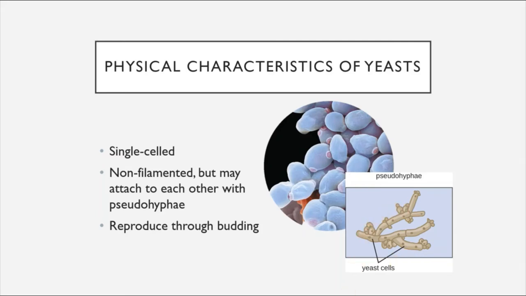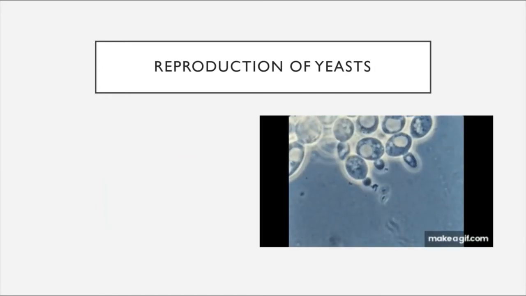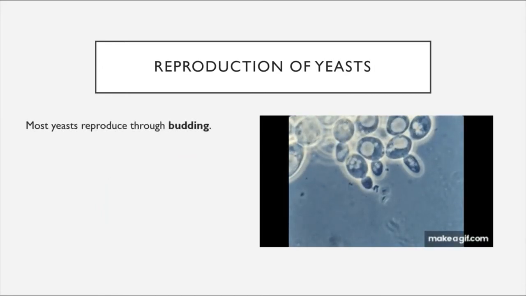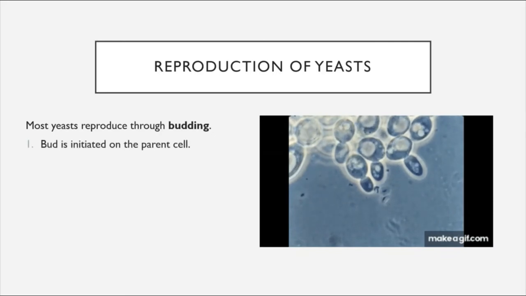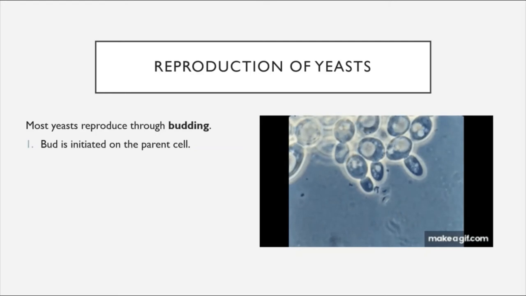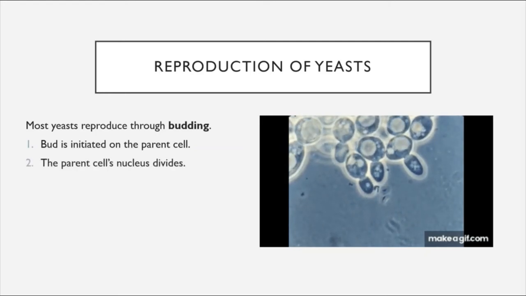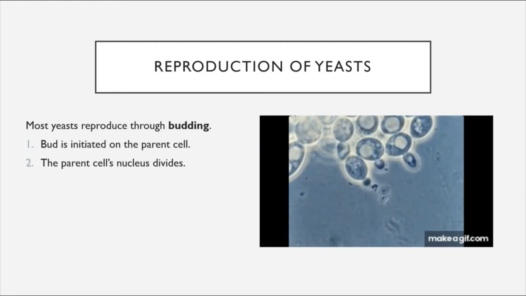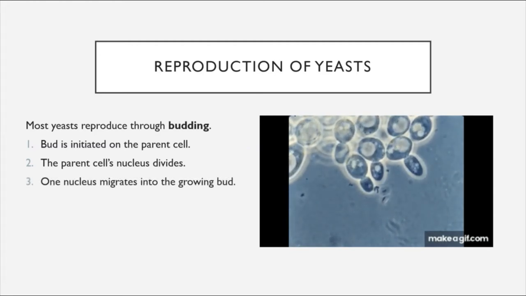They typically reproduce through a process called budding, which we've mentioned before, but we're going to take a closer look at it here. The steps involved in budding are, first, a bud initiates on the surface of a parent yeast cell, which you can see occurring in this animation right here. The bud will grow, and meanwhile, the parent cell's nucleus will divide. Two copies of the nucleus will be created, and then one of those identical copies migrates into the developing bud.